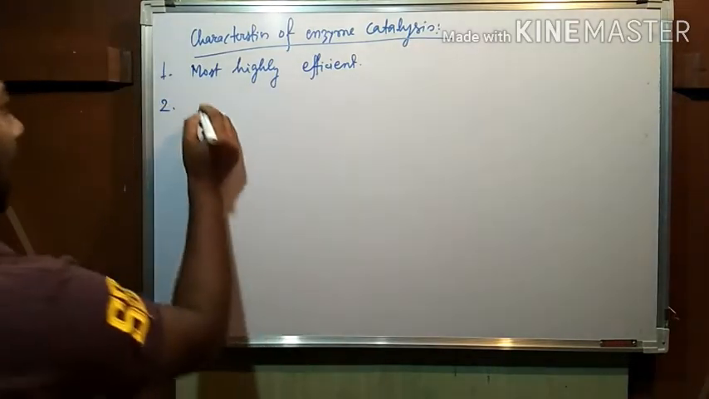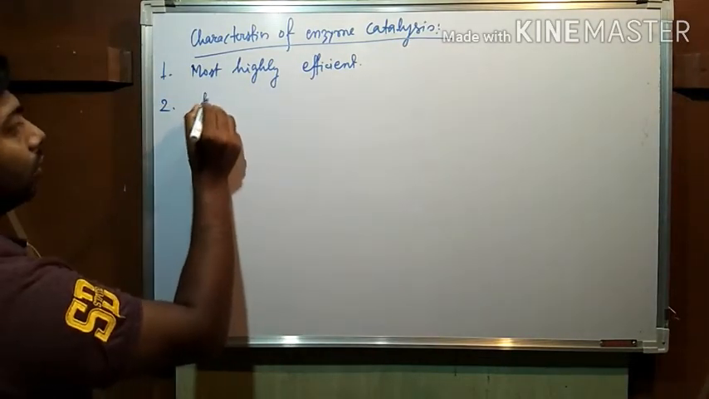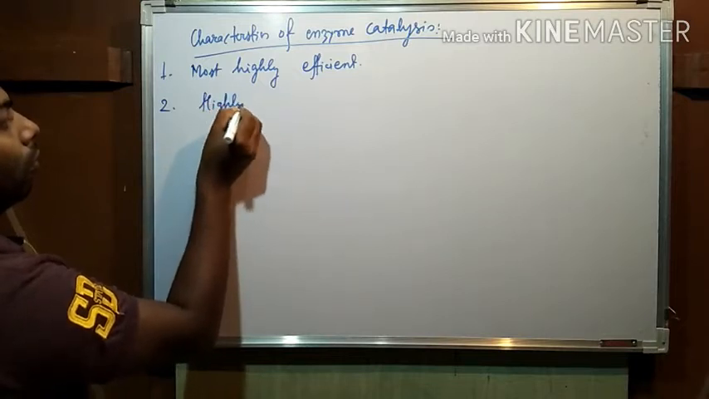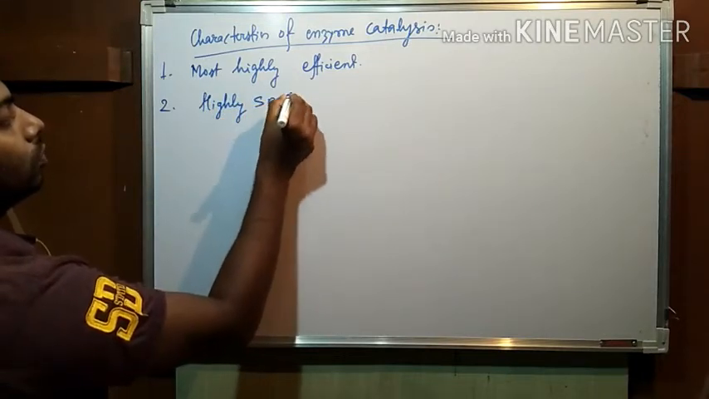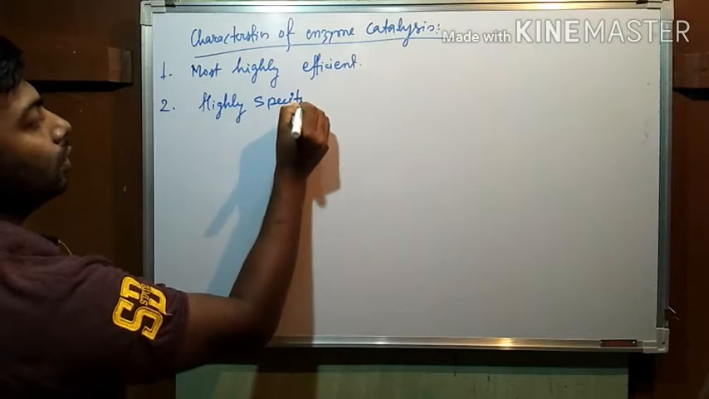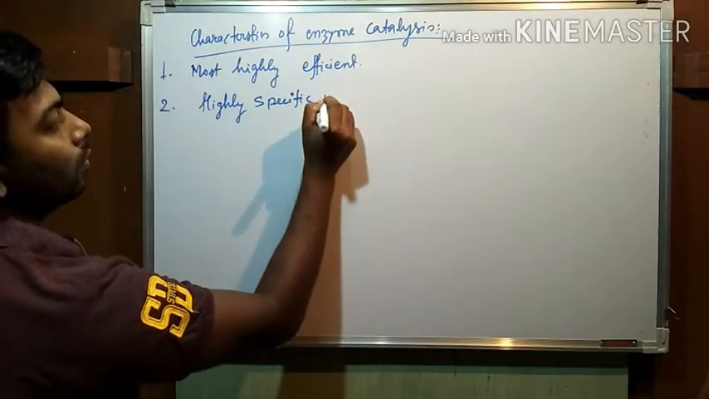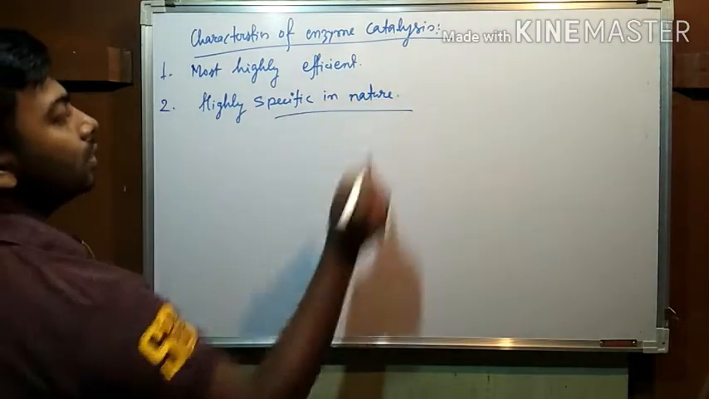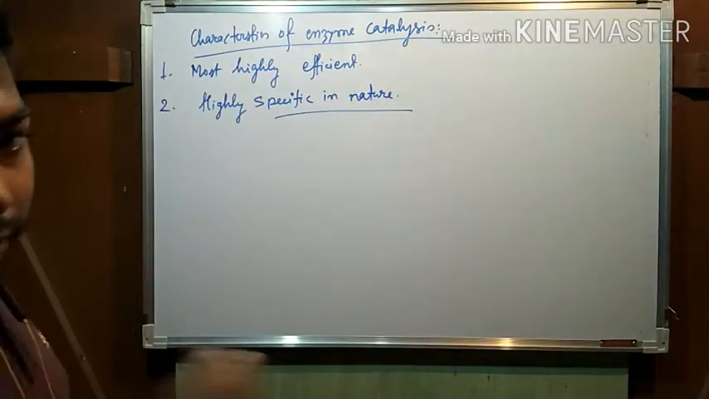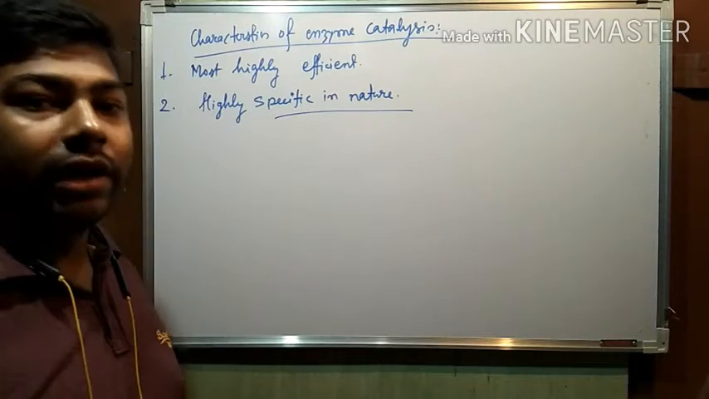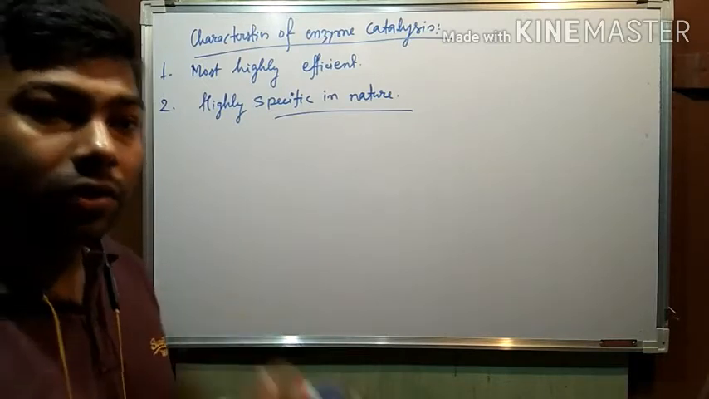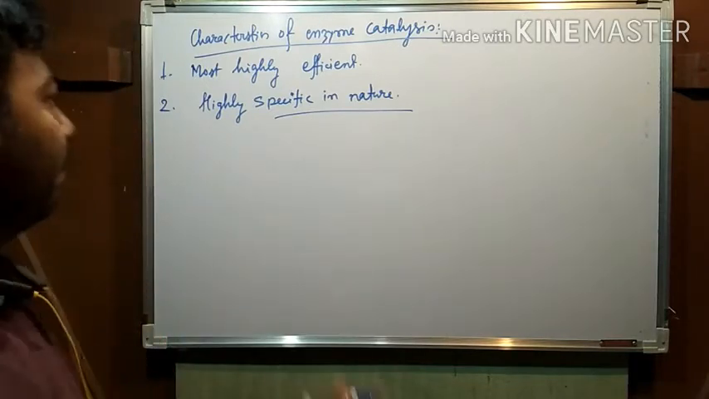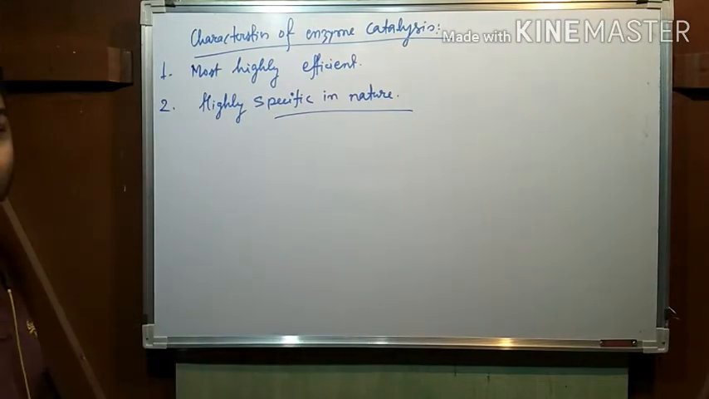Second is highly specific in nature. It means with the help of a particular enzyme and a particular reactant, we can produce particular types of product. This is the main meaning of highly specific in nature.